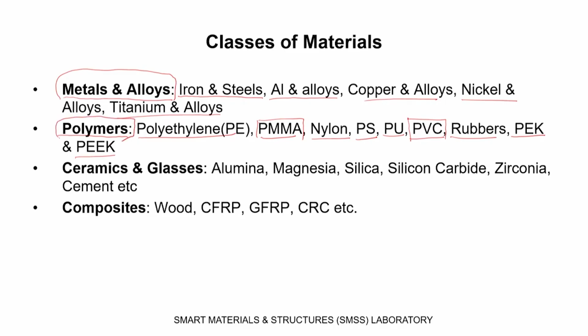Now, we come to the ceramics and glasses. When we talk about ceramics and glasses, we are not only considering the looking glass, but we are considering all the ceramic materials like alumina, magnesia, silica, silicon carbide, zirconia, cement, etc. So, naturally, they have two different types of use. One is that you can consider them in their fiber form, and then you can make a composite, which we will talk about as the last class of materials. Another is that you can actually use this material like a refractory material.